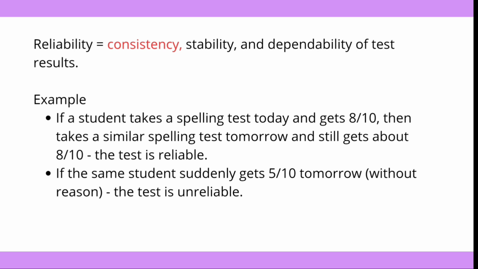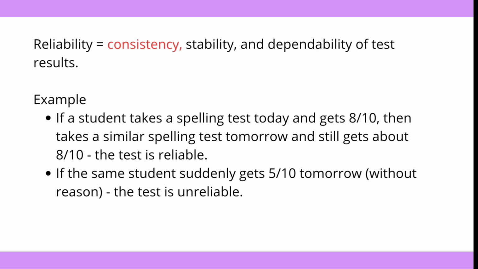Another example is Tony weighing himself on a scale. On day 1, he is 54 kilograms. Then day 2, he is still 54 kilograms. And on day 3, he becomes 54.5 kilograms. The results are still consistent, from 54 to 55 kilograms, meaning the scale is reliable.